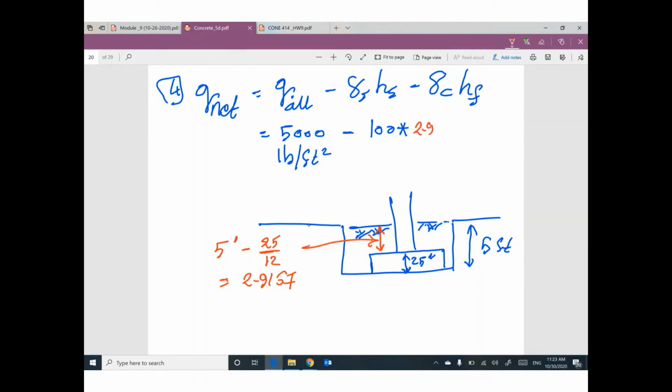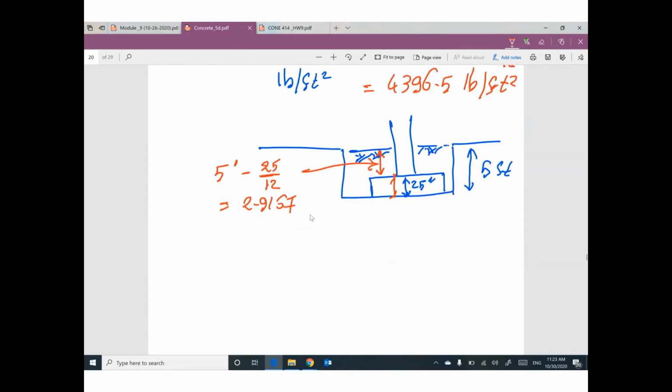2.91 minus gamma concrete 150. Thickness of the footing is 25 inch. Please divide it by 12 to be in feet. This one in feet. Then I can figure out the value of Q net. It will be 4,396.5 pound per square feet.